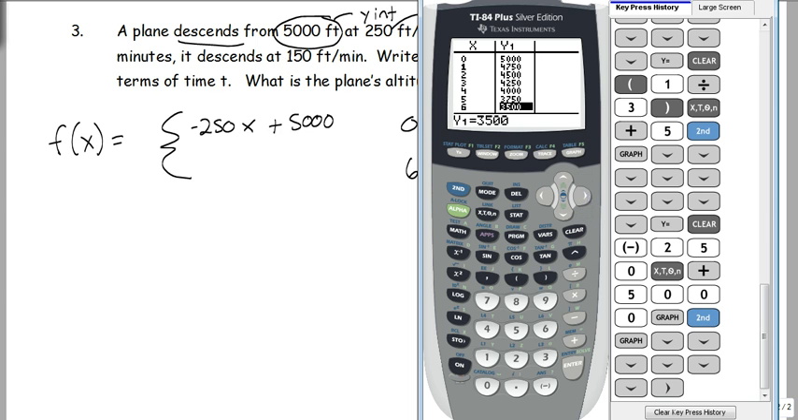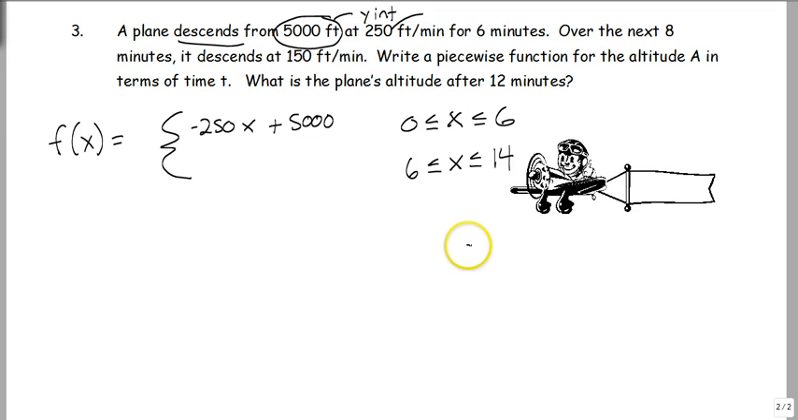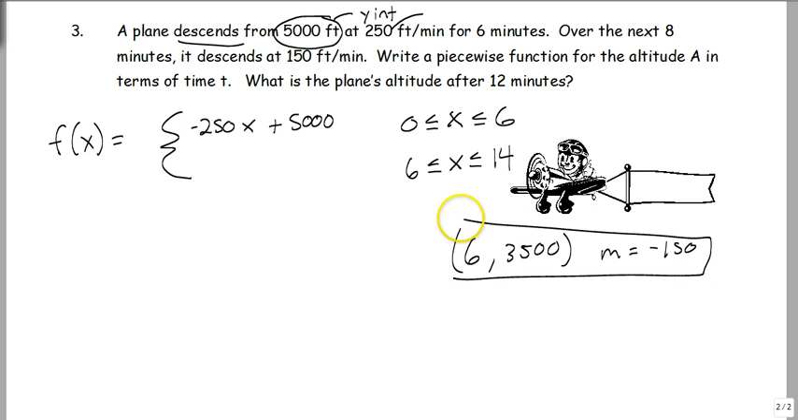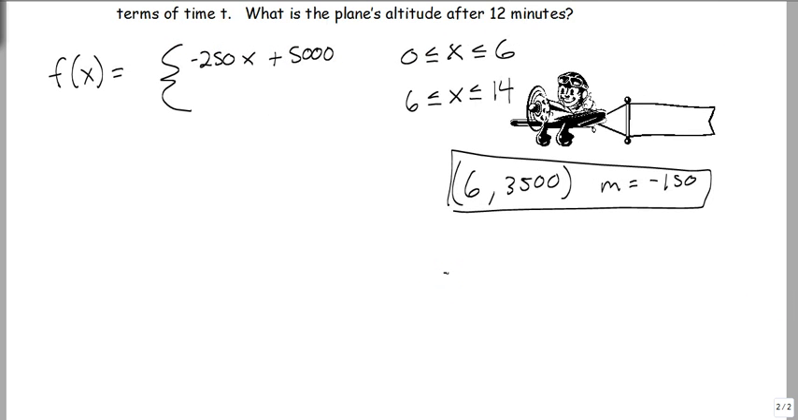Okay. Now this is where you do not make the mistake of just writing down. So at 6 minutes, the plane is at 3,500 feet. So that is our new point for starting this new second line. And the slope of the new second line is negative 150. Now, what you do not do is you do not say it's negative 150x plus 3,500. Because 3,500 is not the y-intercept of this line. It's the information at 6. So you have to come up with the equation yourself using point-slope form.